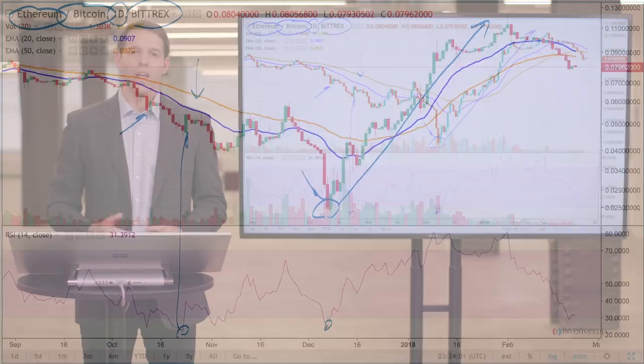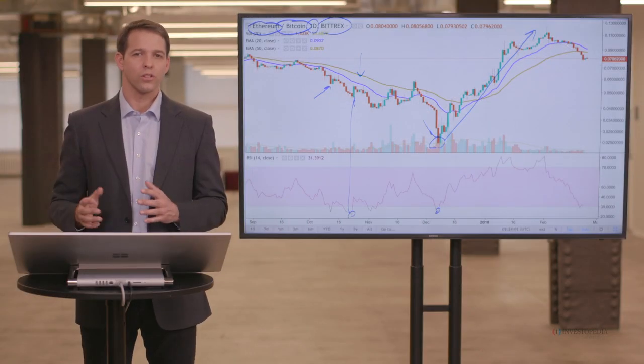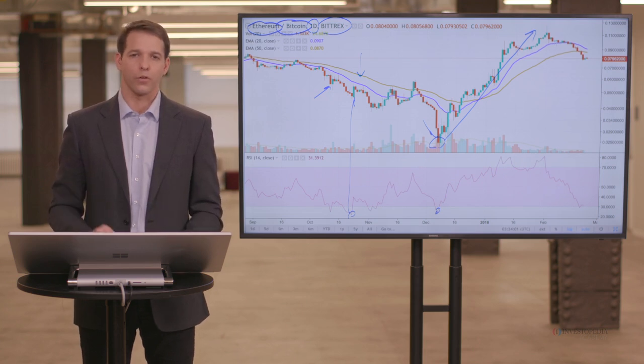So there you have it. And just a reminder, no system or strategy is perfect, but the RSI is an indicator that gives us some sound levels where to buy and sell different cryptocurrencies.